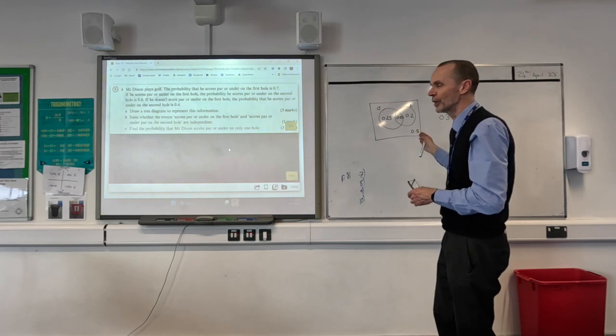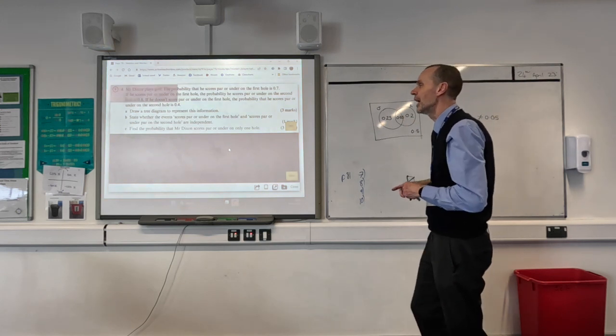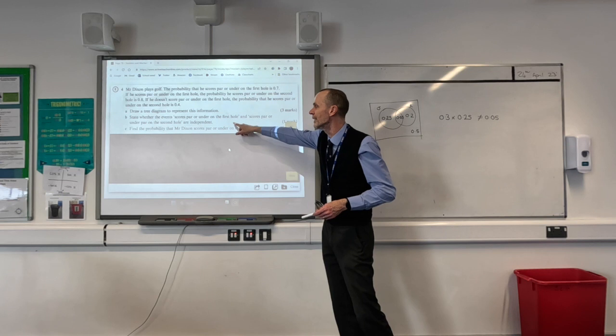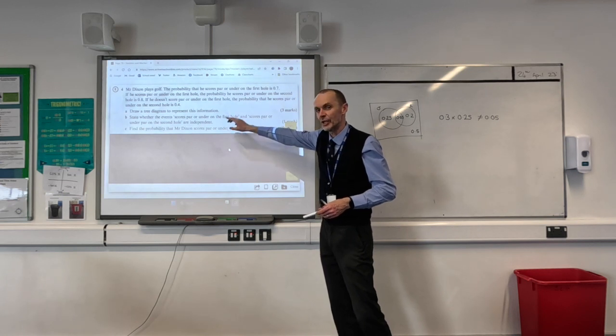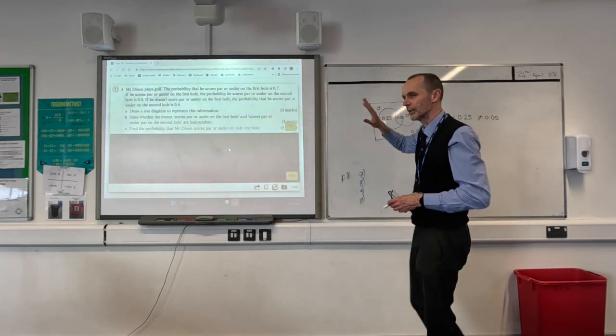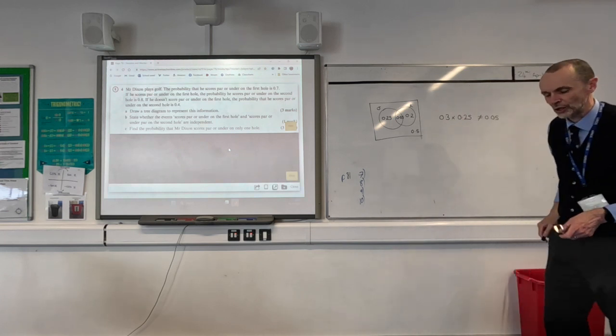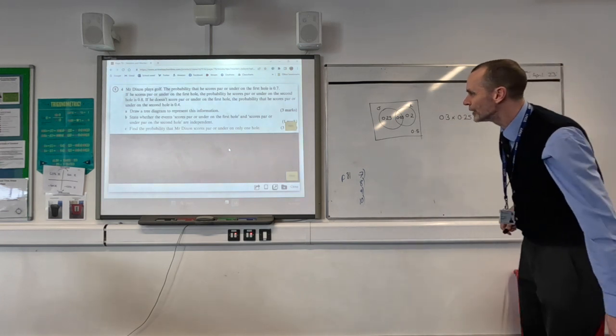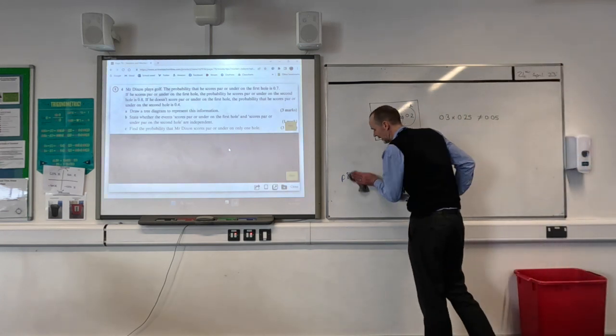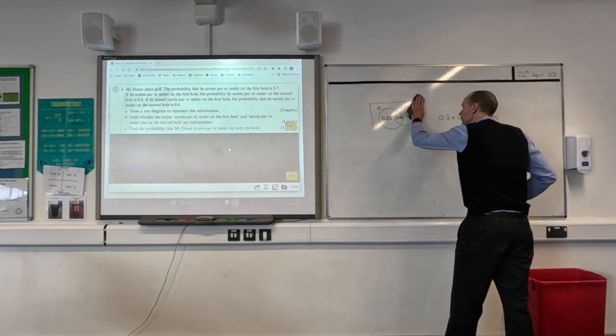And then you've got the second hole, your second set of branches. But notice that it throws in independent again. So the same rule that we've used with Venn diagrams, we can use for tree diagrams. So go on, have a go at setting up a tree diagram and filling in as much as you can from what you're given.